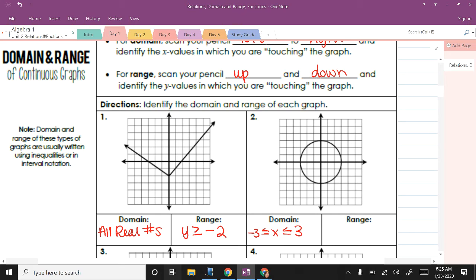If you see an open circle or a blank, if it's a broken part of the graph, it's not included. This is a solid circle, so it includes it. If it's broken, it's not going to. Yes. We'll see some in a little bit, possibly.